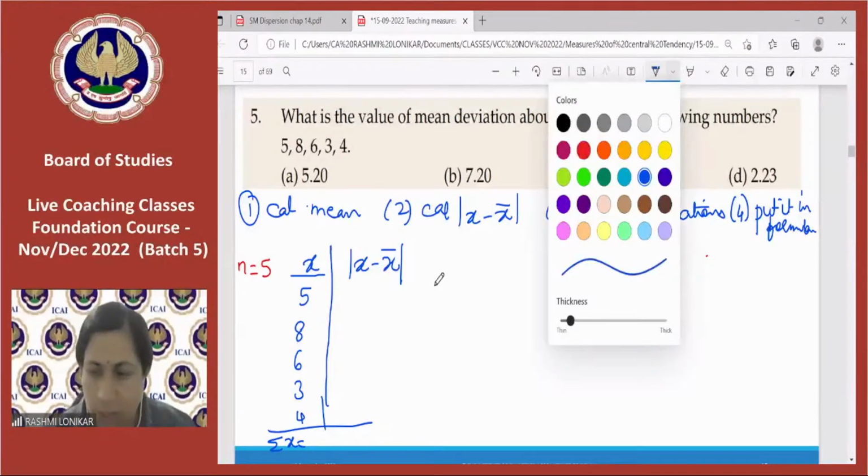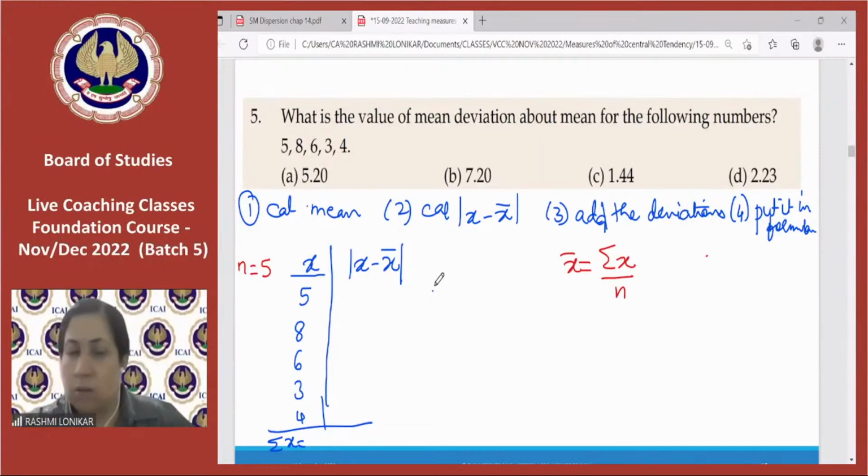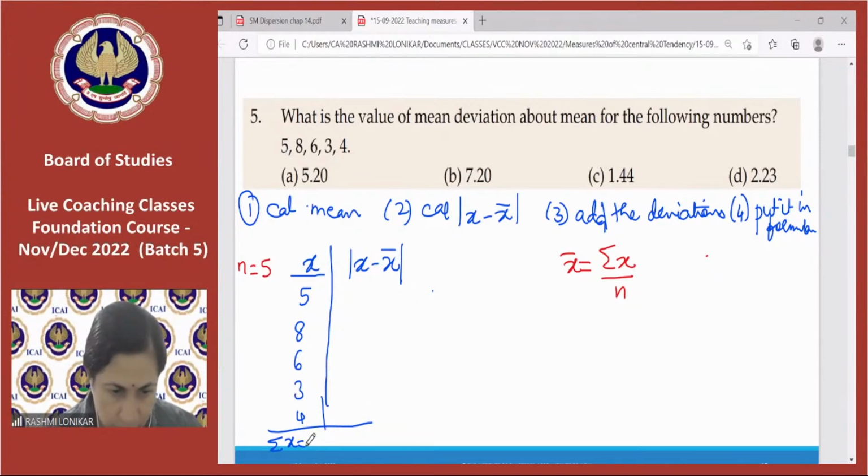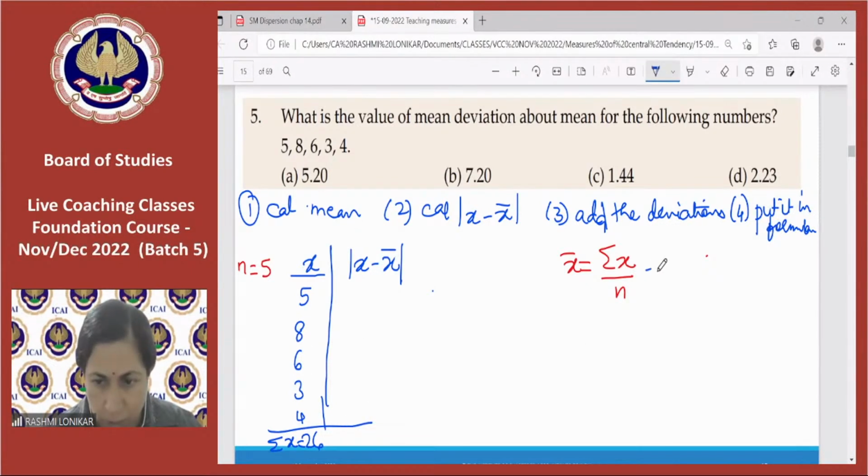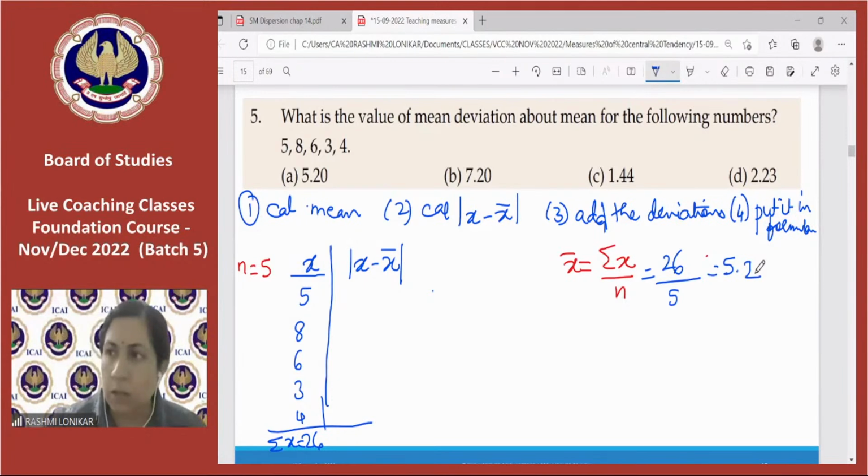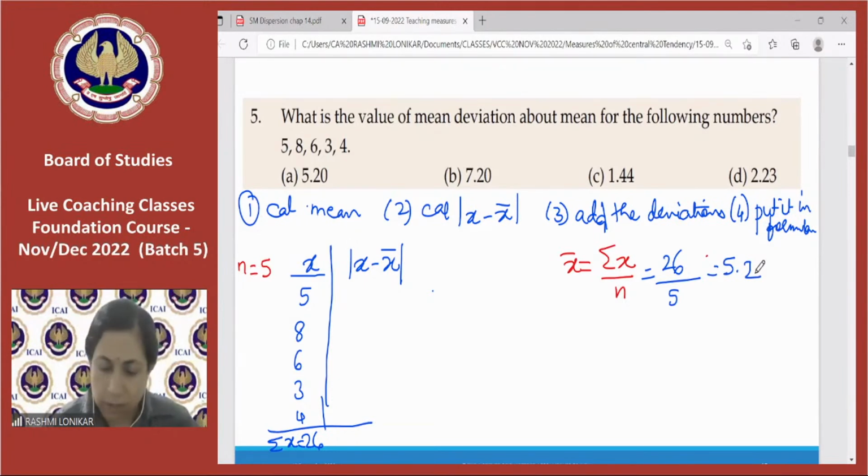So, how much is my summation x? 5 plus 8 plus 6 plus 3 plus 4. That is 26. So, this will be equal to 26 upon 5, which is equal to 5.2. Is my answer correct? You only let me know. 26 upon 5 is exactly 5.2. Yes.